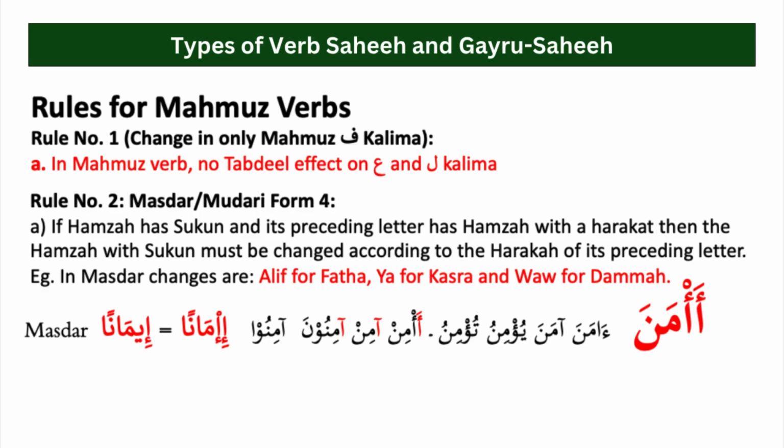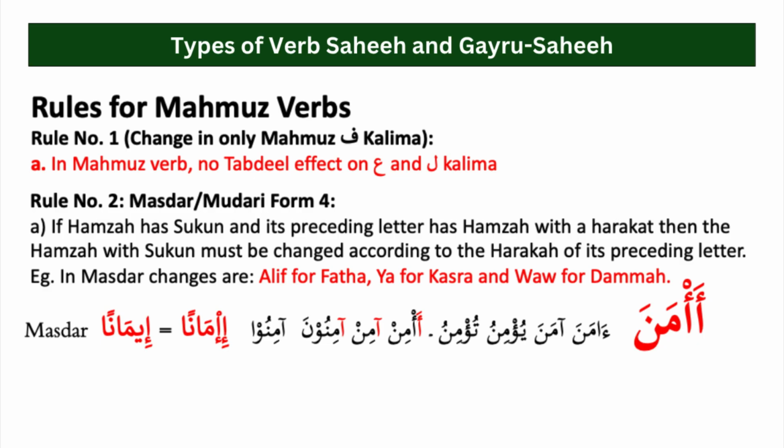Today, we are studying rules for Mahmuz verbs. A Mahmuz verb is a verb in which one of the root letters is a Hamza. This lesson is important because Mahmuz verbs sometimes look regular, and sometimes the Hamza changes its written form or becomes lighter or appears differently in different patterns. The key is to understand that these changes happen by rule and for ease of pronunciation.